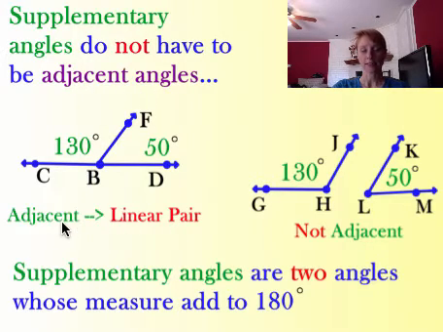We just looked at adjacent angles that form linear pairs. So this would be a pair of supplementary angles since they add to 180 degrees. But you can also have supplementary angles that are not adjacent. They still add to 180 degrees, and so they would still be supplementary. All that matters is that the 2 angles add to 180 degrees.